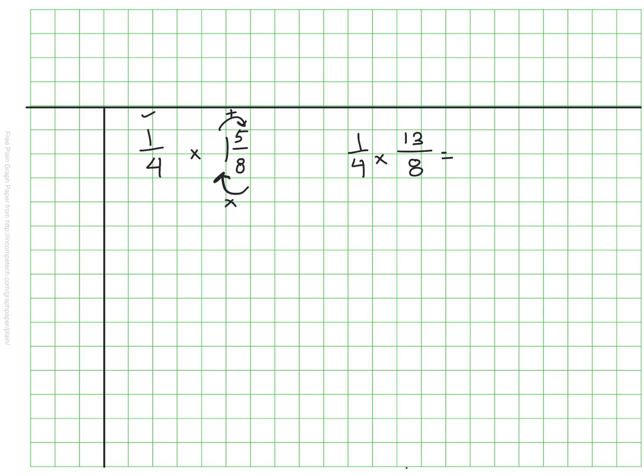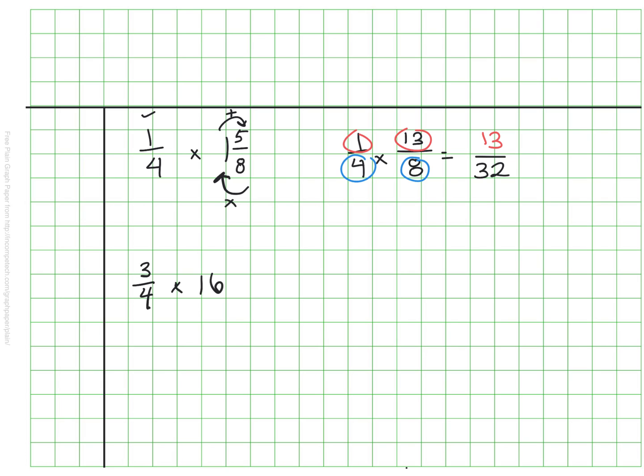And from there, I'm just going to use my algorithm. 1 times 13 is 13, and 4 times 8, my denominators, would be 32. And a quick look at that, I can't simplify that at all. So I'm going to go ahead and leave it as is. The answer would be 13/32.